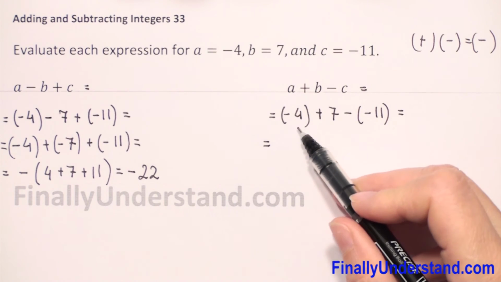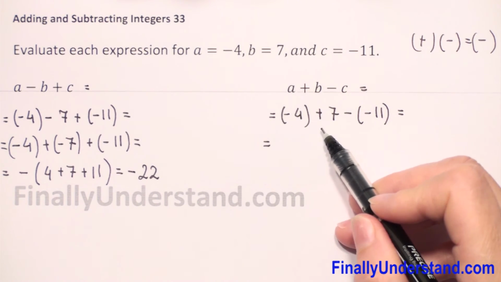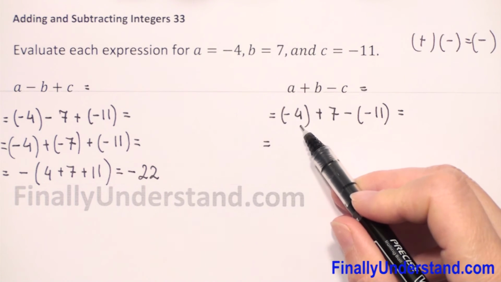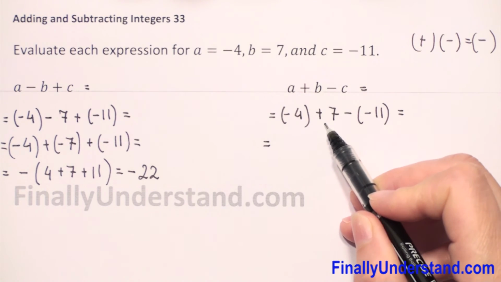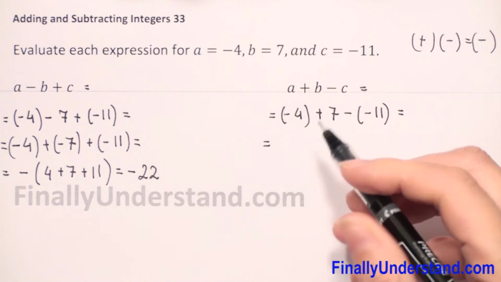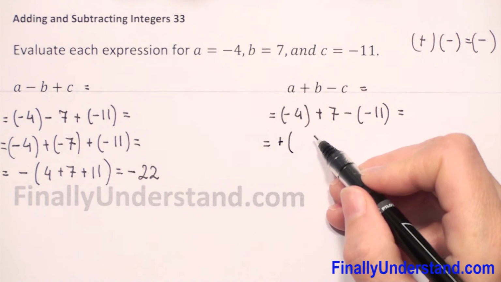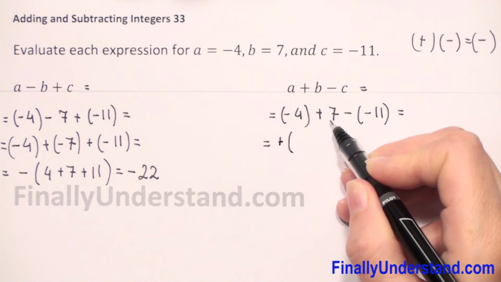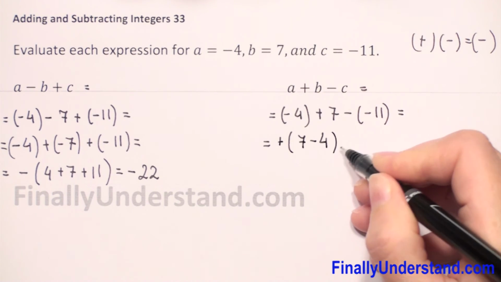How do we add two integers with different signs? First, we check which of these two numbers is greater, 4 or 7. 7, of course, is greater. So we check the sign before 7, it is positive. So we keep the positive sign, and in parentheses, we subtract the smaller number from the greater number. So we have 7 minus 4.